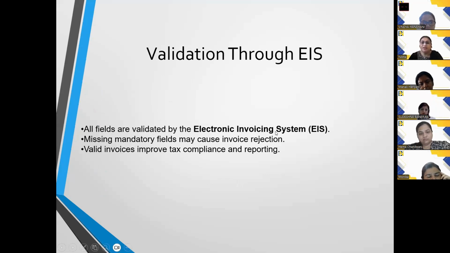All the fields are validated by the electronic invoice system. Whoever the ASP is will be checking all these mandatory fields, whether they are there or not. If they are not there, the invoice will be rejected and sent back to the seller to update all the information. Only valid invoices will be approved for tax compliance and reporting.